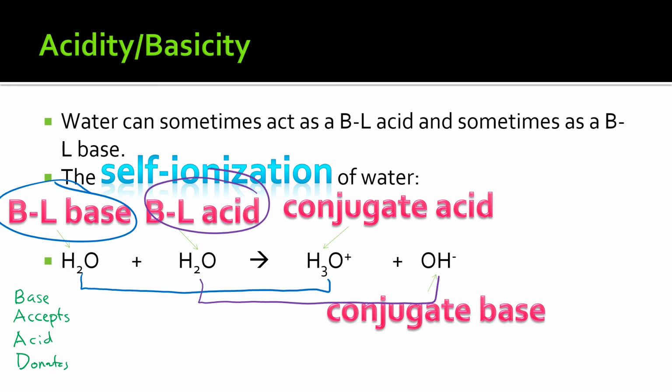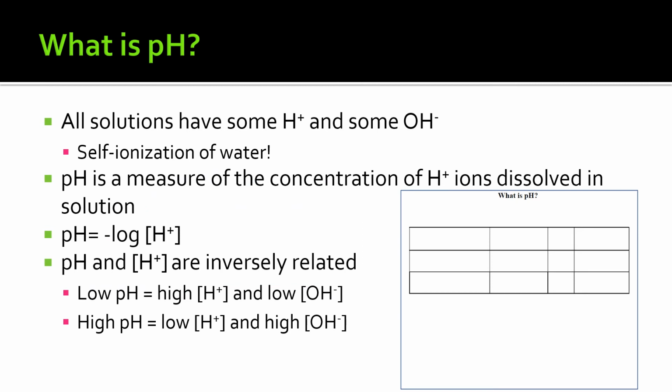Okay, let's move on. All solutions, like I said on the previous slide, have some hydrogen ion or H3O plus equivalent and some OH minus or hydroxide ion. So the definition I want you guys to write for the pH should be written here. pH is a measure of the concentration of hydrogen ions dissolved in solution.